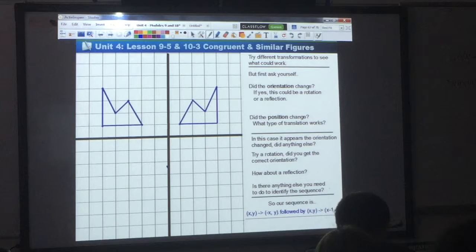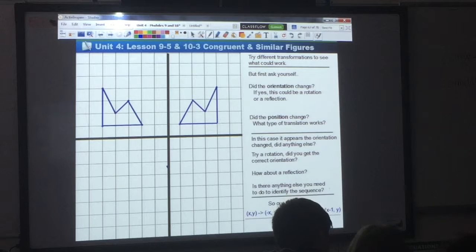So we end up with negative x comma y followed by x minus 1 comma y. You must put the "followed by" down on any exams, quizzes, tests, or notes. That's important, because if you don't separate them, I'm not going to know what you're talking about. Can I just put them? No, you have to put "followed by." Can you put FB? You can put FB.